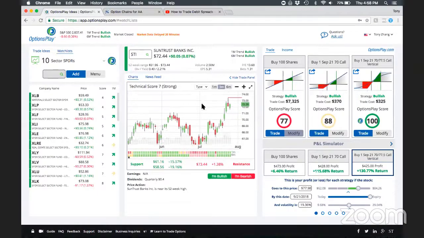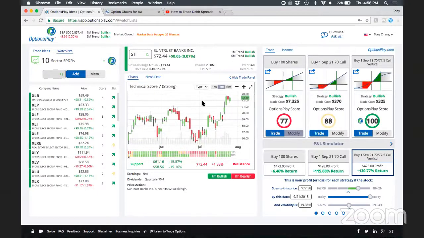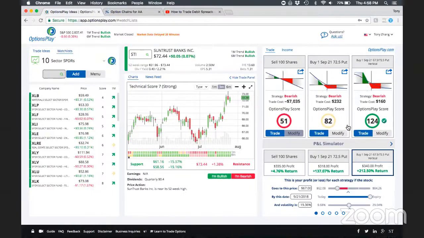So let's say, for example, you look at the SunTrust Bank. For whatever reason, you'd say, I don't agree with you at all. I think this is bearish. You can click on I'm bearish, and now we'll present to you 3 bearish strategies so you can analyze. So what happens if SunTrust Bank goes back down to $68? How much money do I make on this put spread instead of buying a call spread? We really allow you to, the world is your oyster. Type in a stock, click on I'm bullish or click on I'm bearish, see the different scenarios, see which one you prefer.